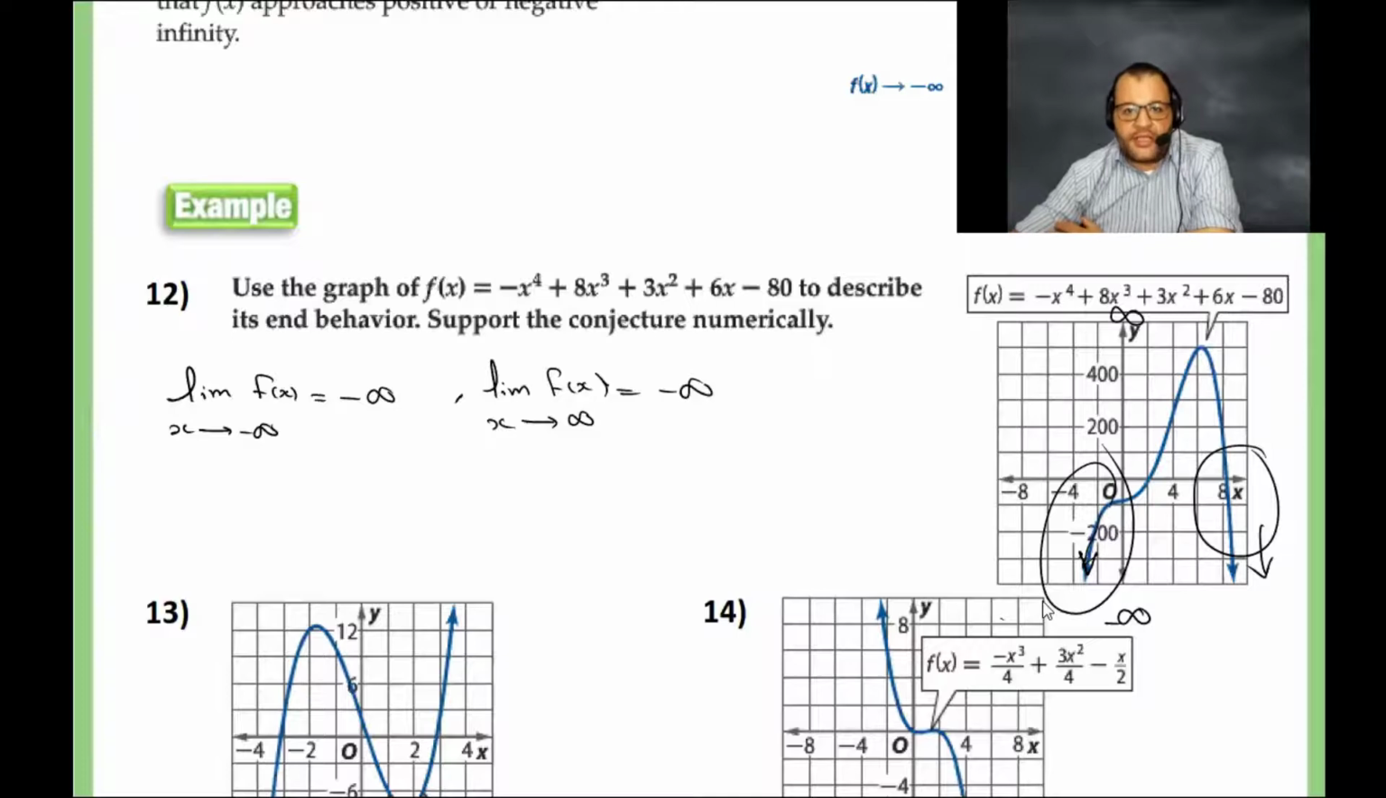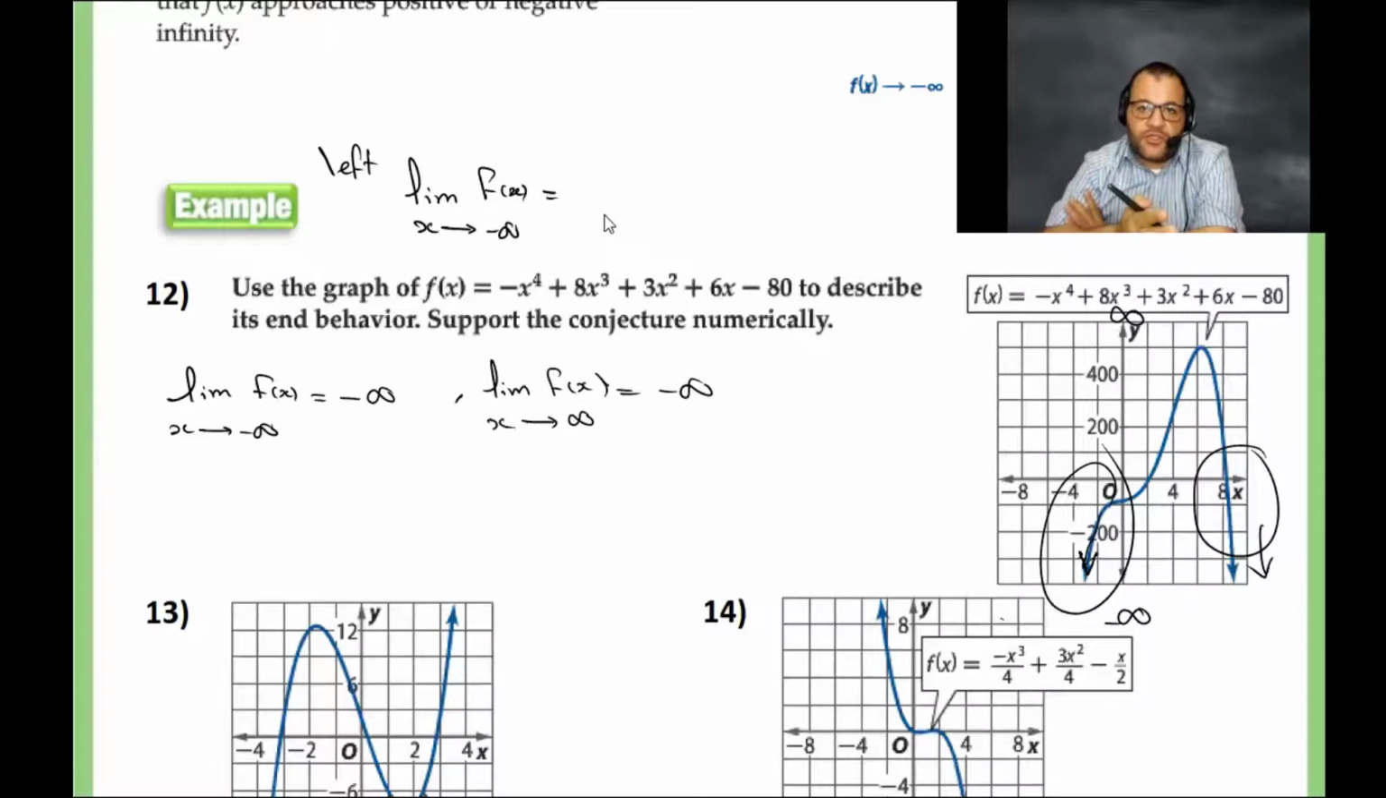How can we write the left side and the right side? At the left side, you have to write limit when x approaches negative infinity. That's the mathematical expression meaning the left part of the function. Then write equal. It means where the function is going at the left part. The function is going down. What is the meaning of going down? It means it's going to negative infinity.